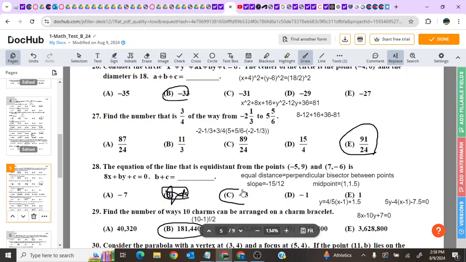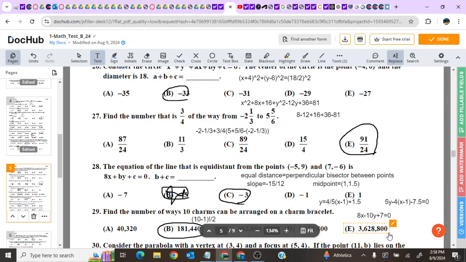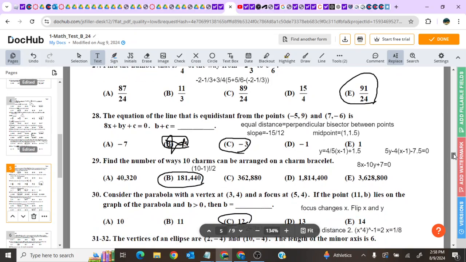So it's -3 after all. I rearranged the equations wrong, my bad. And so now this is your actual equation. Add B and C to get -3. I originally added the 8 at the beginning as well, so I got a wrong answer. Anyway, let's move on.